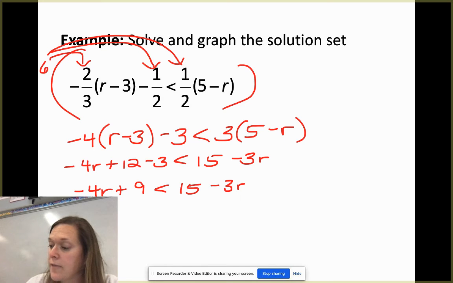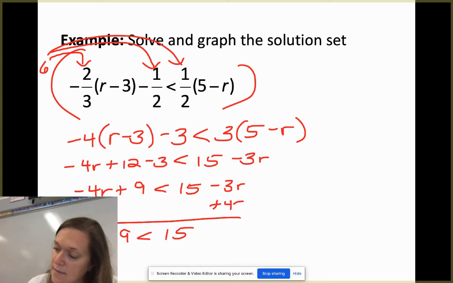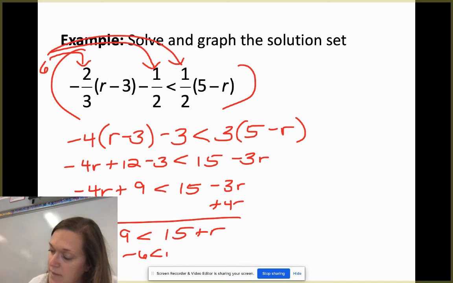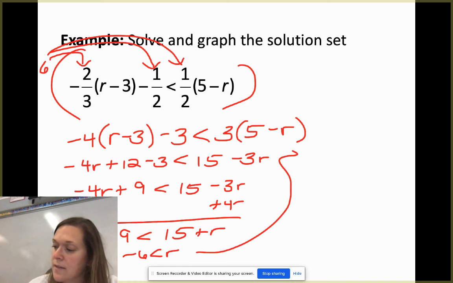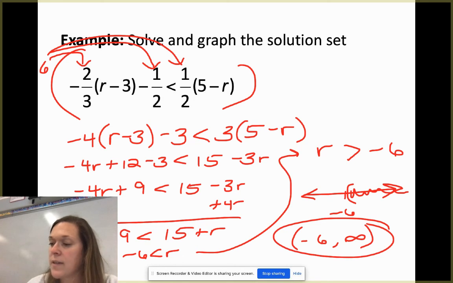Adding 4r would give me a positive variable. Then I won't have to worry about flipping my sign and dividing by negative. So 9 is less than 15 plus r. 9 minus 15 gets us negative 6 is less than r. Okay, so I'm going to rewrite it, which really is r is greater than negative 6. Graphing that, negative 6, parenthesis, shade to the right. Interval notation, parenthesis, negative 6 to positive infinity.